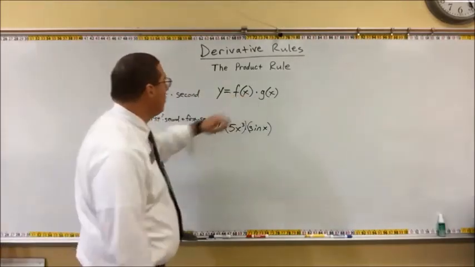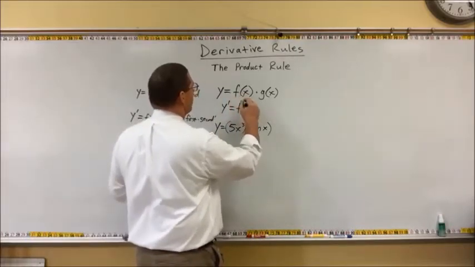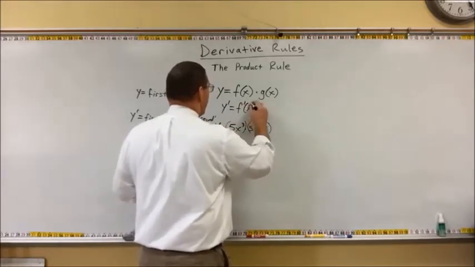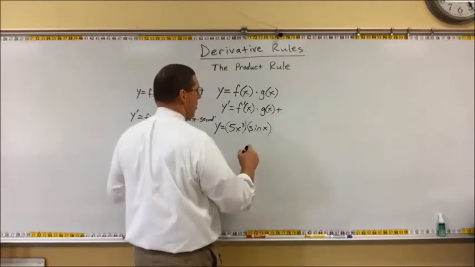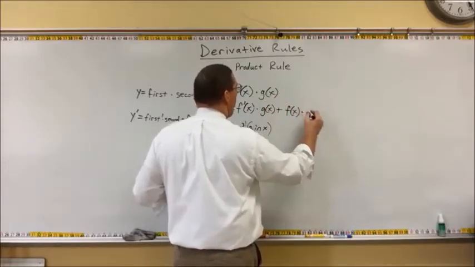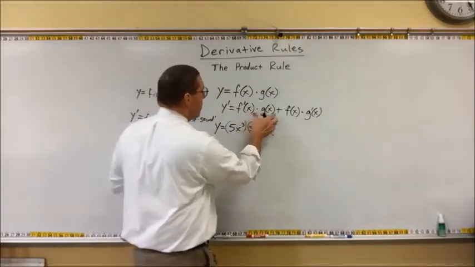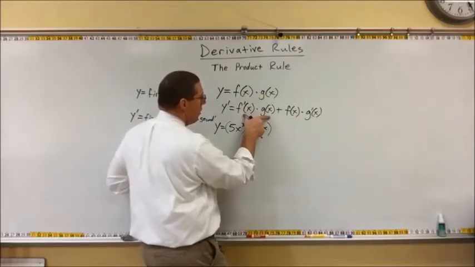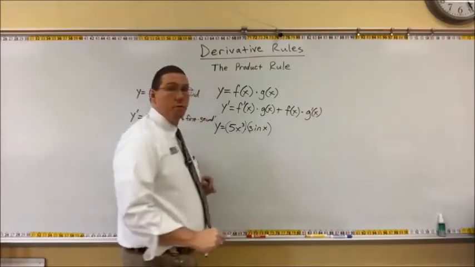If you did it in function notation here, your derivative, y prime, would be the derivative of the first function, f prime of x, times g of x, plus f of x, not the derivative, right, times g prime of x. So in each one of these that's added together, basically you're multiplying the two functions, and one of them is the derivative, and then plus, then multiply them again, and the other one is the derivative.